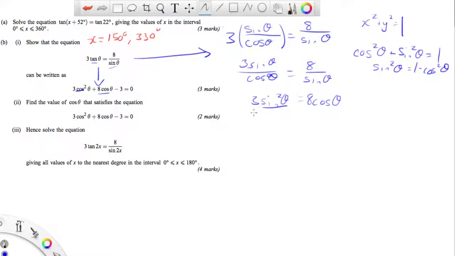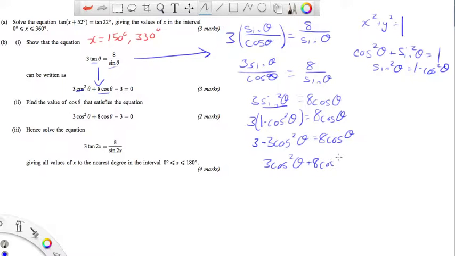So we can use substitution here to say this is 3 times quantity 1 minus cosine squared theta is equal to 8 cosine of theta. If we use the distribution property here, 3 minus 3 cosine squared theta is equal to 8 cosine of theta. And if we move this all over to the right side of the equal sign, we'll get that 3 cosine squared theta plus 8 cosine of theta minus 3 is equal to 0, which is exactly what they wanted us to show.